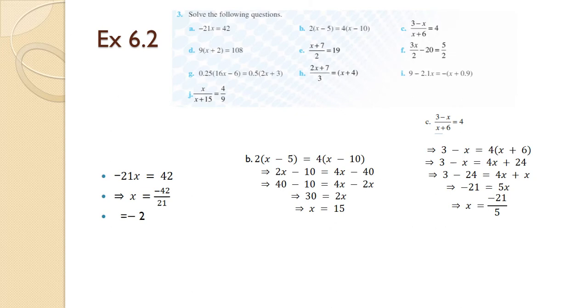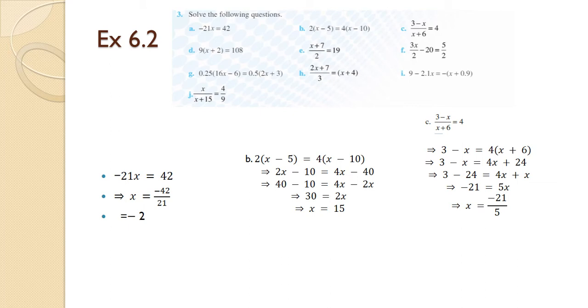So, let us now solve some of the questions from exercise 6.2. I have taken question number 3, that is, you have to solve the following equations. Here I will be solving question number A. It is not mentioned by what method we have to solve, so I will use the transposition method only. So the first one is minus 21x is equal to 42.